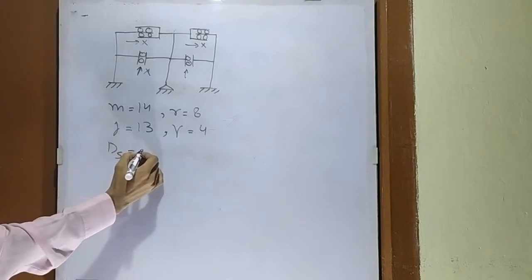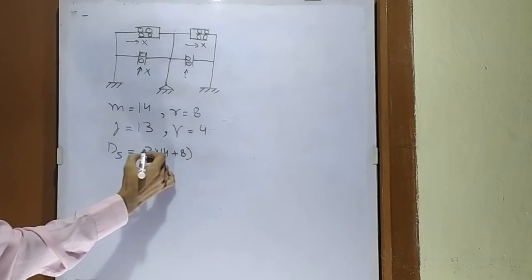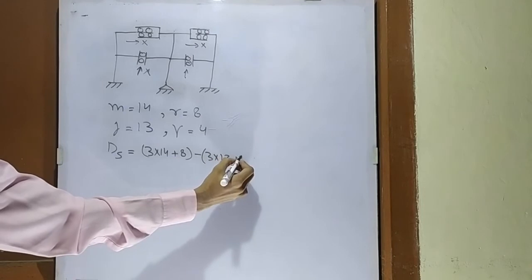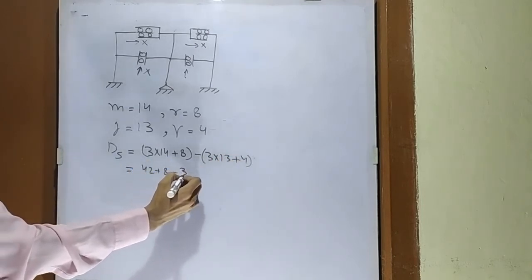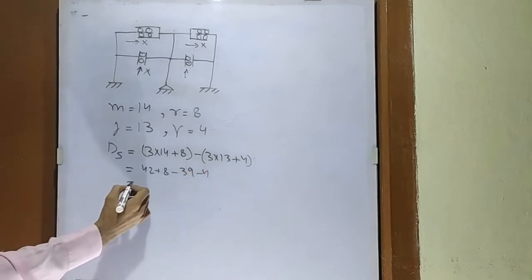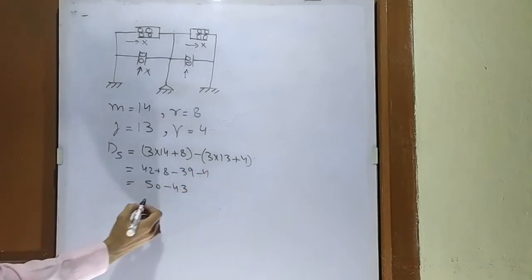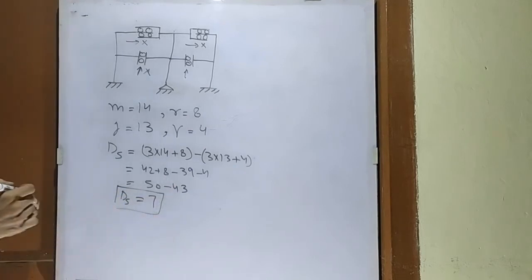So we can count DS very easily: 3 into number of members plus number of releases, minus b is 3, j is 13, plus 4. So 42 plus 8 minus 39 and minus 4, this comes out to be 50 minus 43, and this will come out to be 7. So the degree of static indeterminacy for this particular structure is 7.